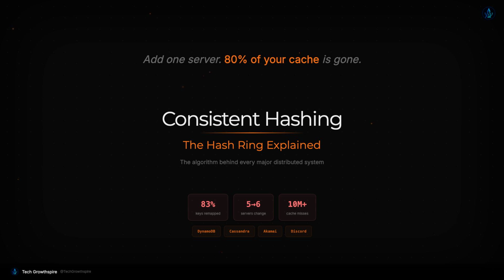Suddenly, modulo 6 gives different results for almost every key. 80% of your cache is now invalid. Every one of those keys hits your database simultaneously, the thundering herd. Your database melts. This is the exact problem that consistent hashing solves. It's the algorithm behind every major distributed system, from Amazon DynamoDB to Akamai CDN to Apache Cassandra. And in this video, I'll show you exactly how it works.